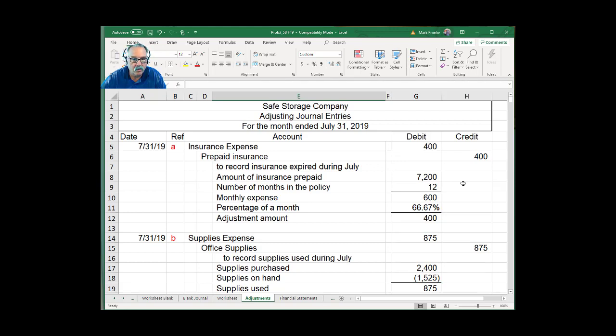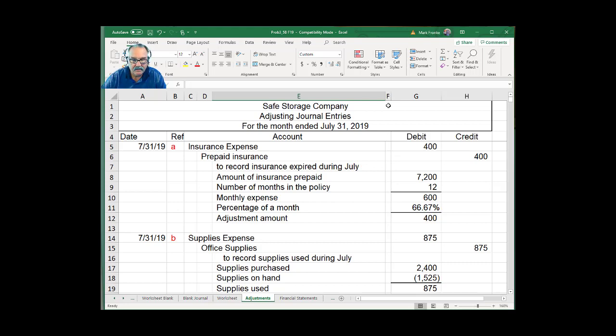The first one is for insurance expense. We bought some insurance, $7,200, and we paid 12 months worth, which is $600 a month. But because it was bought on the 10th, we only have 2/3 of a month to expense, and the adjustment amount is $400. They've given you this amount, but I just want to show the calculation of how we got the $400. So debit insurance expense, $400, and credit prepaid insurance, $400. Prepaid insurance is an asset, it's going down.